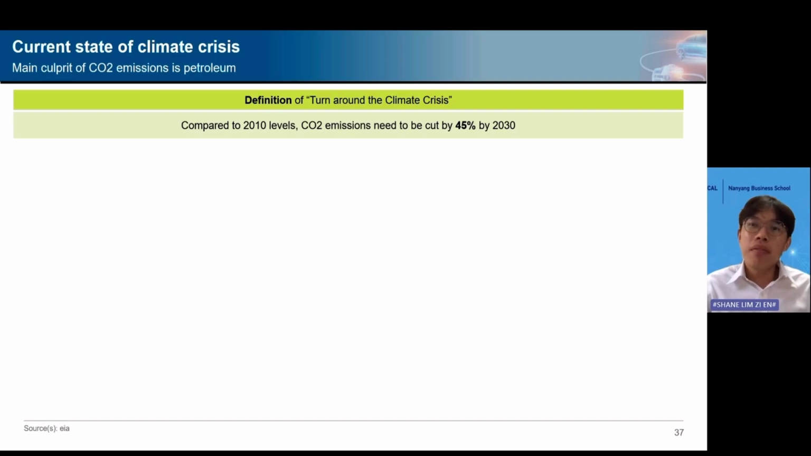Firstly, we start by defining what turn around the climate crisis means. Based on the UN report, CO2 emissions need to be cut by 45% by 2030 compared to 2010 levels.